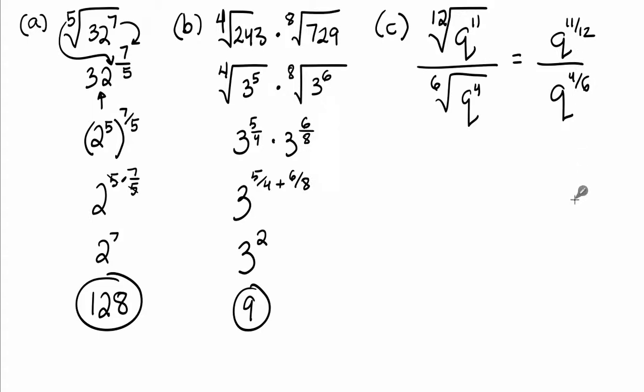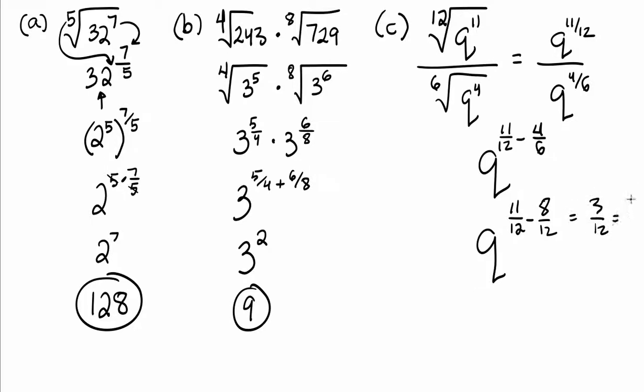Now, a further property from exponents, you would take this top exponent, 11/12, and subtract the exponent of the denominator, 4/6. So that is 11/12 minus 4/6. And once again, you can use the calculator, or you can get a common denominator for these two. That becomes 11/12 minus 8/12. And 11/12 minus 8/12 is 3/12, which further simplifies to 1/4. So this is q raised to the 1/4.